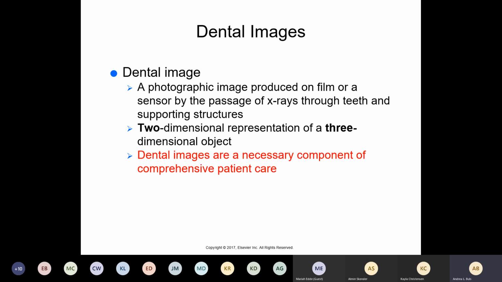Some of you have had the privilege of working in an office that does have 3D cone beam volumetric imaging that's out there now, but the majority of offices don't. So we're going to be dealing with a two-dimensional representation of a three-dimensional object. And as we know, dental images are a necessary component if we're trying to provide comprehensive patient care.